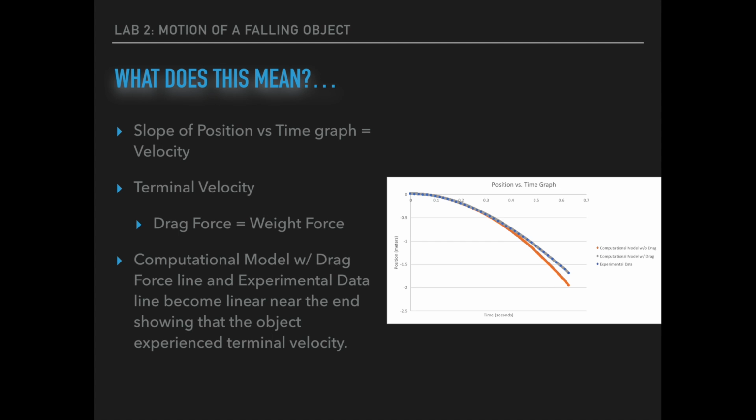The orange line becomes slightly nearer at the very end, but it is not truly linear. This is due to the fact that the line represents only weight force. Therefore, only the computational model with drag force shows terminal velocity.